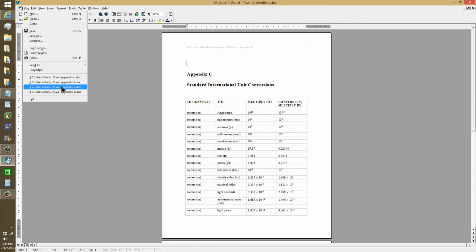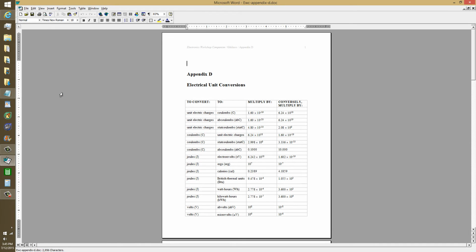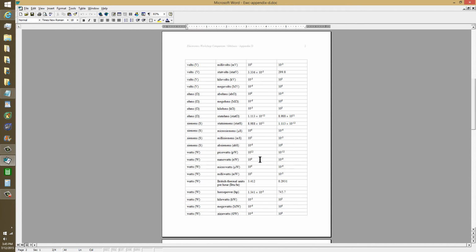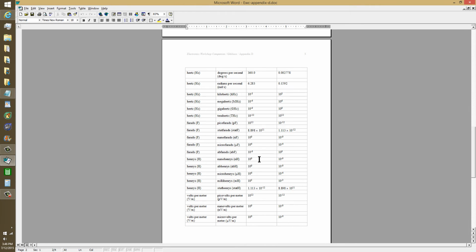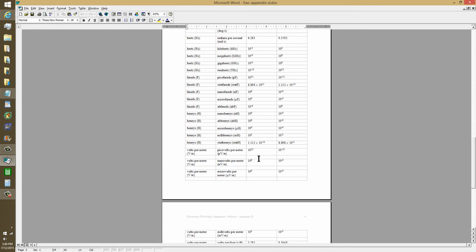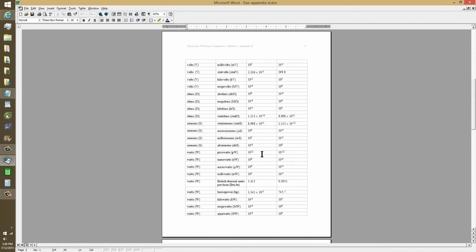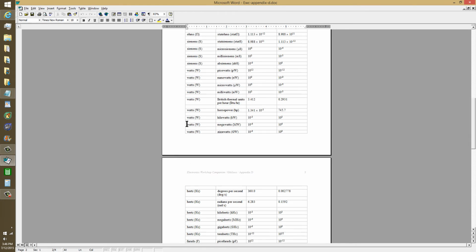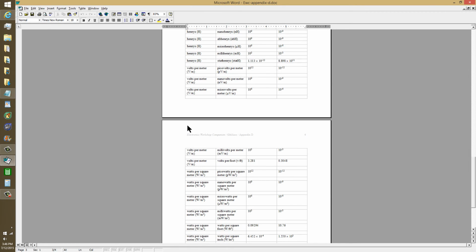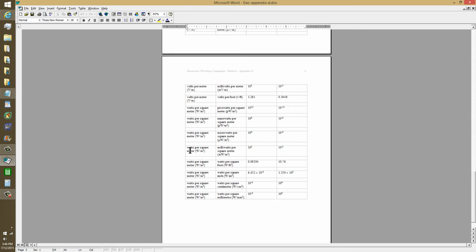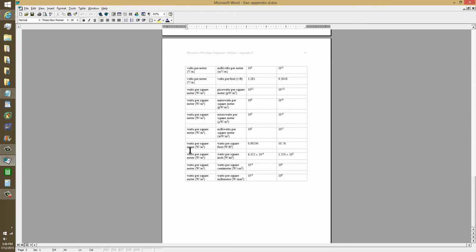File. Appendix D is the next appendix. Electrical unit conversions. The next appendix, and it's the same drill. And it has a whole lot of units, by the way, some of which you may have never heard of. For example, Siemens. Maybe you've never heard of those units. Volts per meter, watts per square meter, things like that.